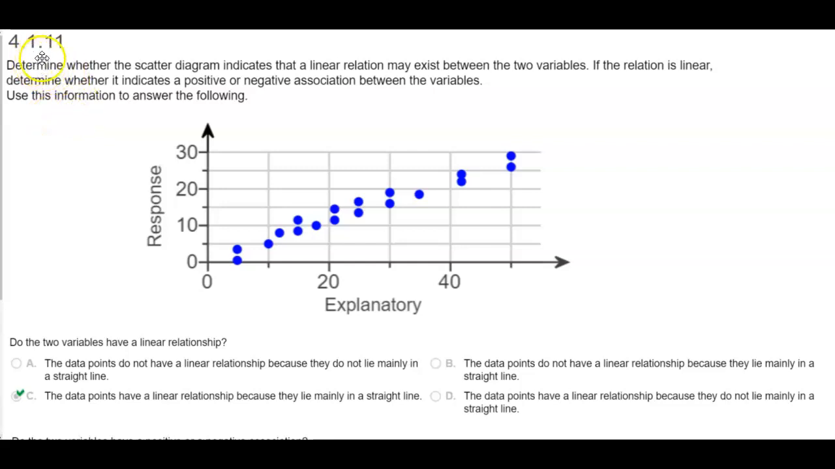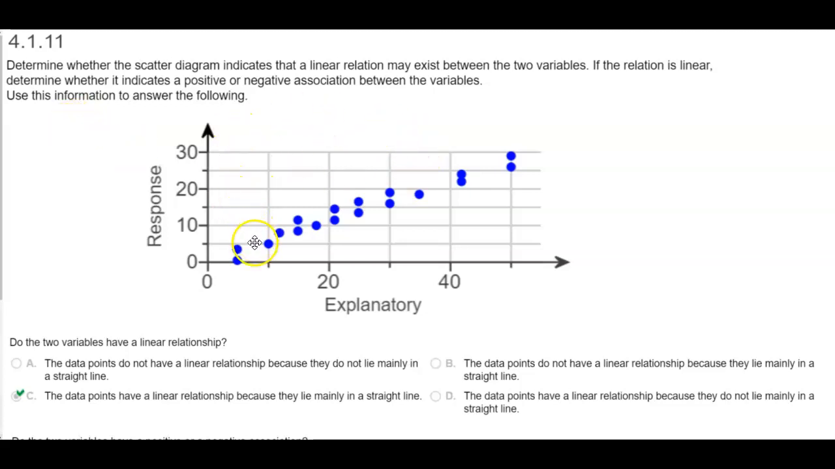In section 4.1.11, we want to determine whether the scatter diagram indicates that a linear relation may exist between the two variables. If the relation is linear, then we're going to determine whether it indicates a positive or negative association between the variables. And then we're going to use this information to answer the questions.